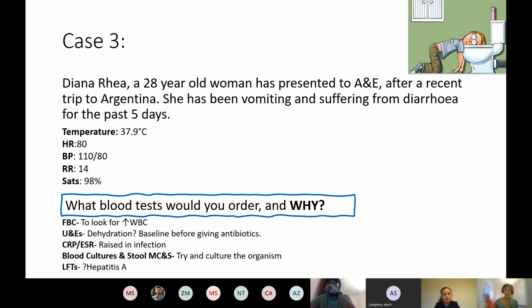Good. U's and E's, check electrolytes. Fantastic. Well done, Nicole. Anyone else? Blood cultures to check for infections. Really good. Raised temperature. Very good. Full blood count. Okay. Blood culture. Well done, Mox. Yep. Why are we getting a full blood count in this lady?